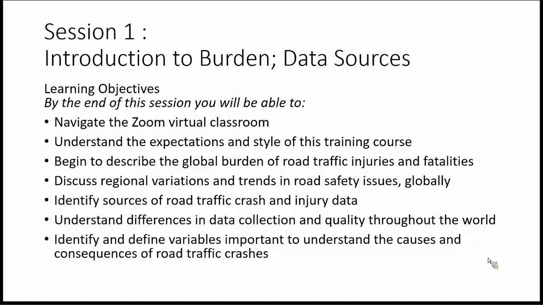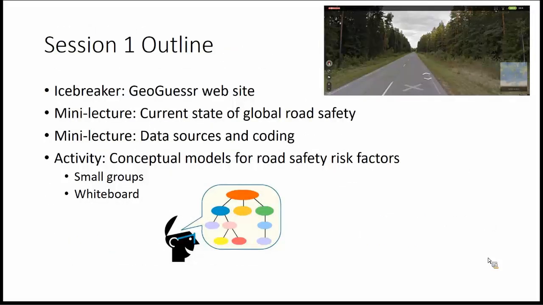And then we wanted them to be able to describe the global burden of road traffic injuries and fatalities, discuss regional variations and trends globally, identify sources of crash and injury data, understand differences in data collection and quality throughout the world, and then identify and define variables that are important to understand the causes and outcomes of road traffic crashes.